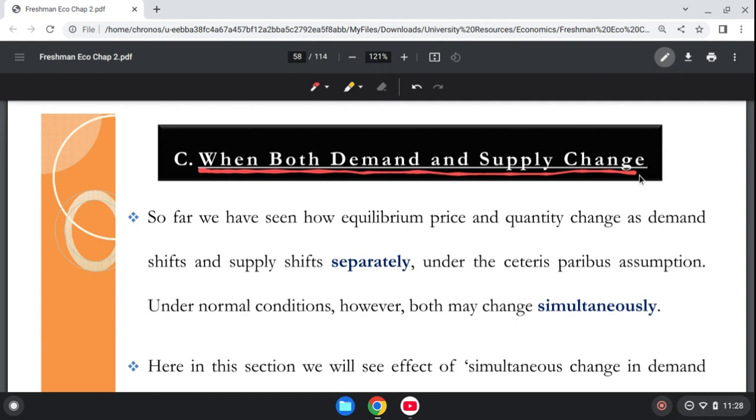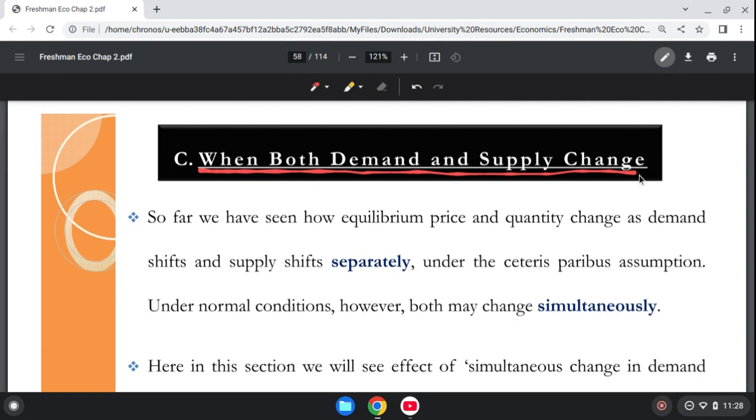Last time, under the topic effect of change in demand and supply on the equilibrium, we have seen that the change in the quantity demanded and the quantity supplied affect the equilibrium price in three conditions. Number one is when supply remains constant and the demand is changed.